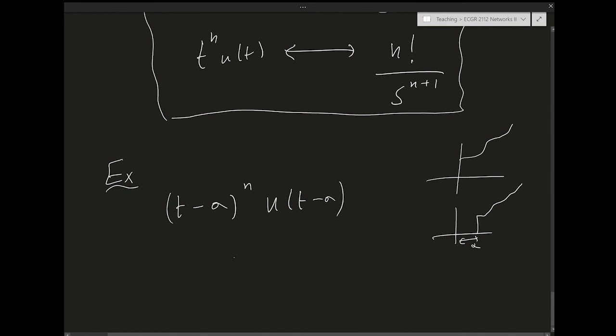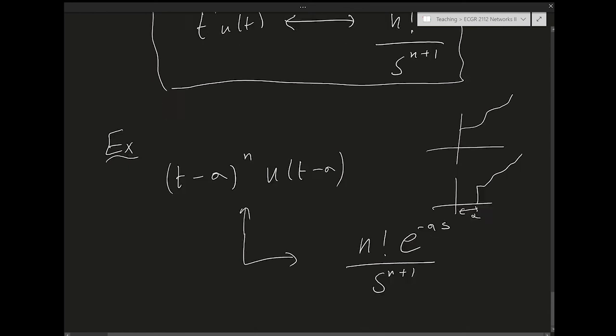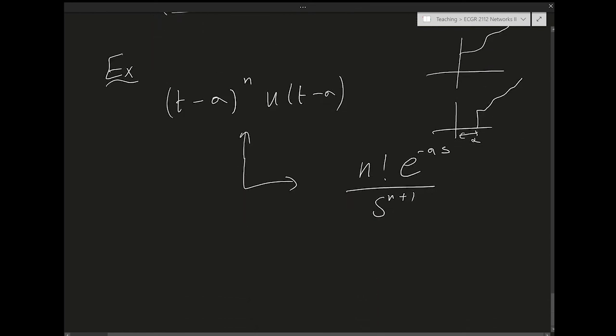We know how to handle translation, right? It's the same thing. This transforms to n factorial over s^(n+1), but then the time shift in the t domain is equivalent to e^(-as). So we multiply this by e^(-as).